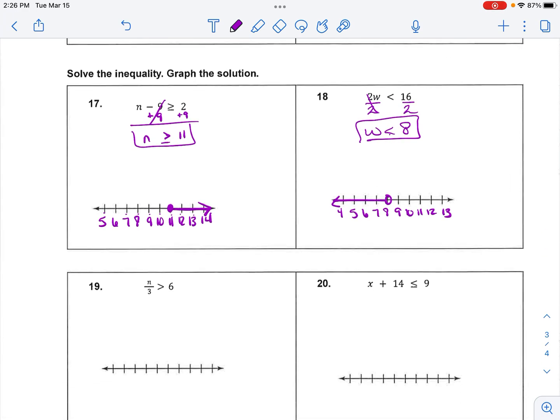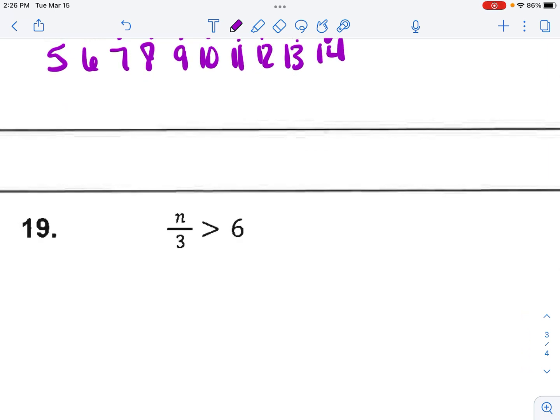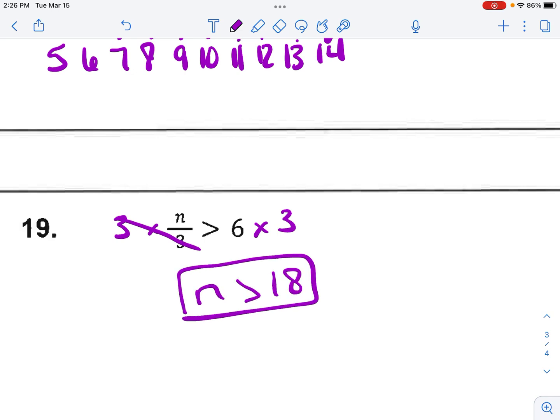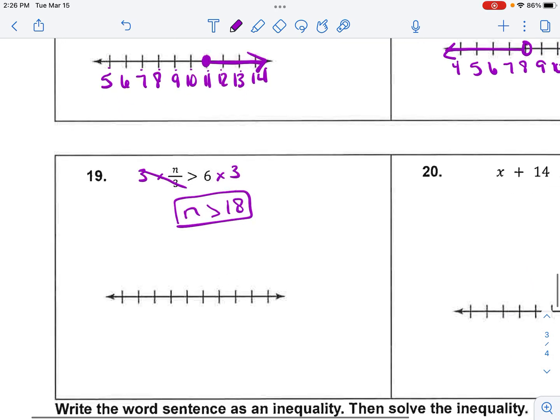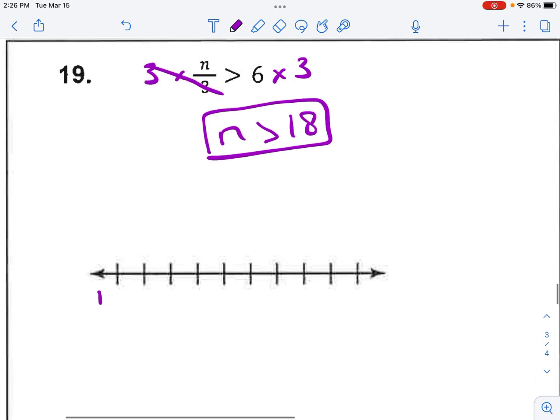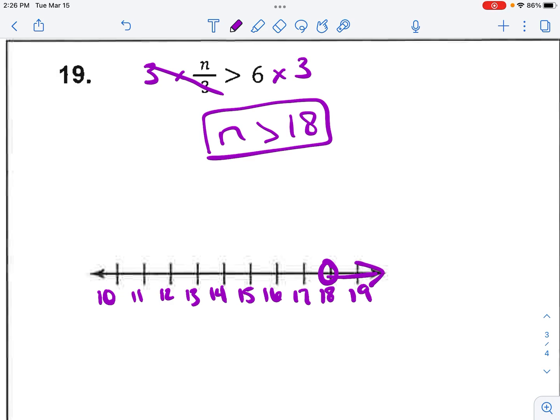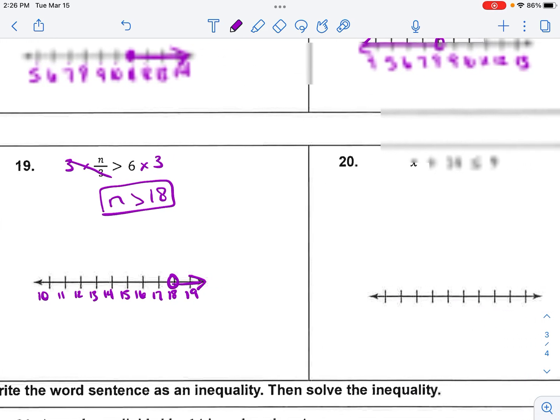Number 19, that says n divided by 3. The inverse would be multiply both sides by 3. So n is greater than 18. Greater than would be an open circle pointing to the right.